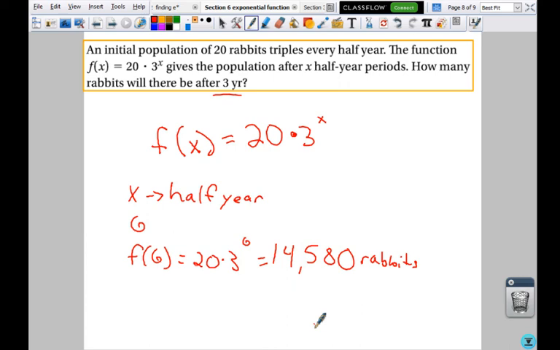So we did 3 things today. We looked at the table, said, is it exponential? Yes or no. We graphed them, and we did a few story problems, which really aren't all that intense.